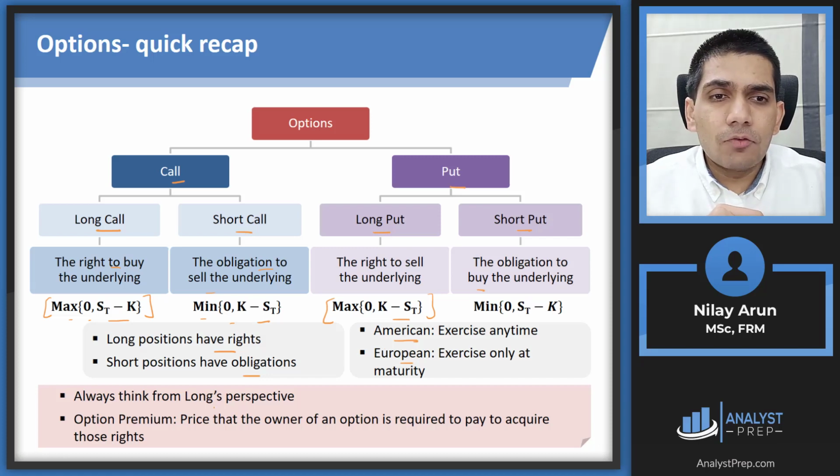So we always think from the long's perspective because it's the long who actually has the right. Shorts don't have a right, they have an obligation. Then we have the option premium, which is basically the price that you're paying to purchase that option. So the long call is going to pay this premium and the short call is going to receive the premium.